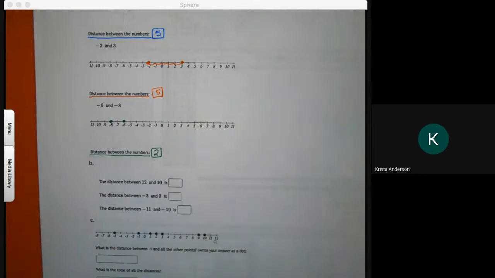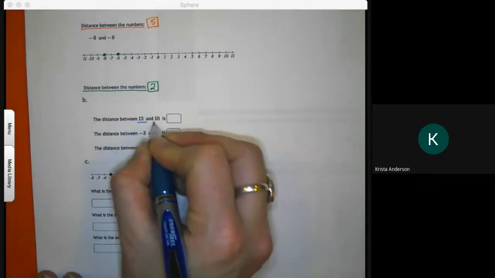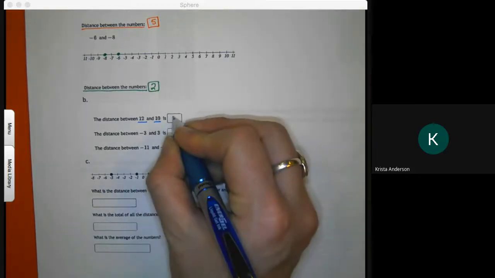Then on the next question, B, it wants you to find the distance without plotting the points. Does anybody know how far 12 is from 10? 2?